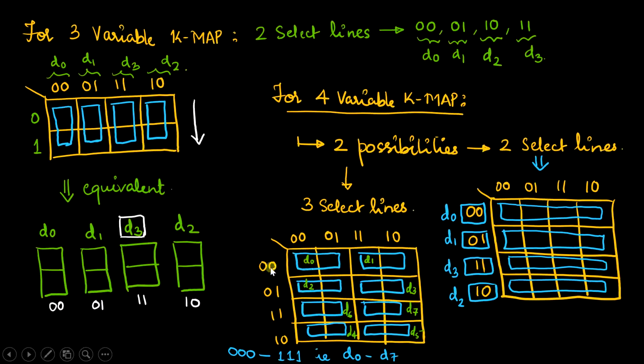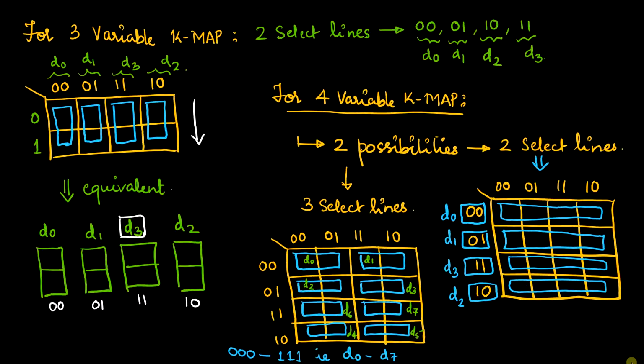Then for D1, 0, 0, 1 because 1 is common here. For D2, 0, 1, 0. For D3, 0, 1, 1. For D4, 1, 0, 0. D5, 1, 0, 1. D6, 1, 1, 0 and D7 is 1, 1, 1. So this way, if there are 3 select lines, we can use the 4 variable Karnaugh map and group in this particular manner. If there are 2 select lines, you can group in this manner, either horizontally or vertically, depending upon your choice of the variables.